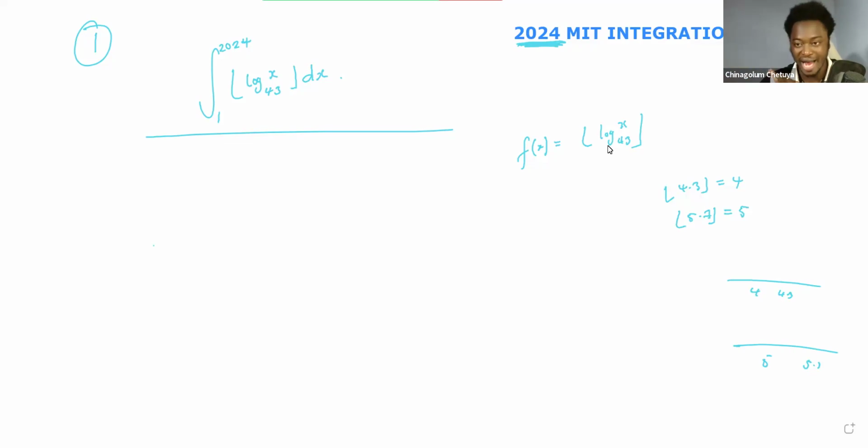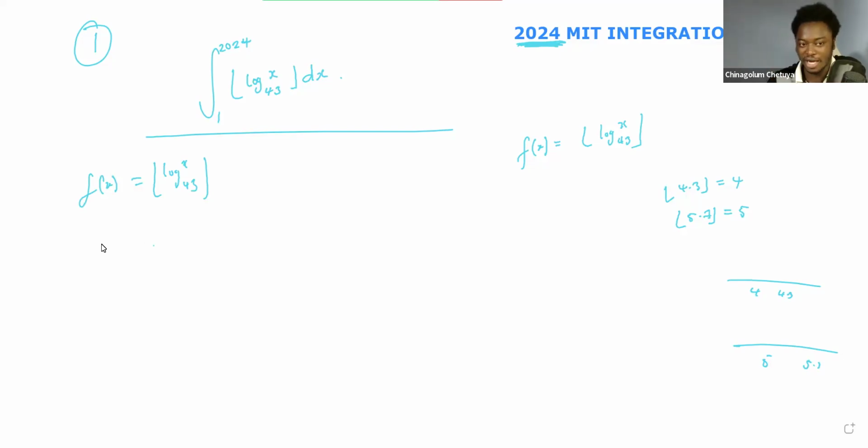So now we are asking you to find the integral of f of x, where f of x is the floor of the logarithm of x to base 43. Let's study this function. Notice that this integral ranges from 1 to 2024.